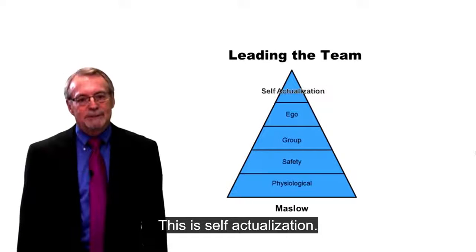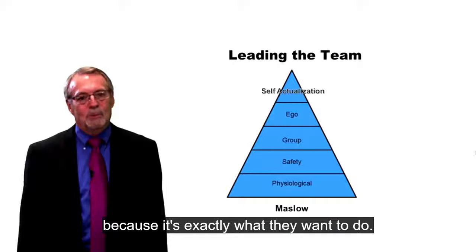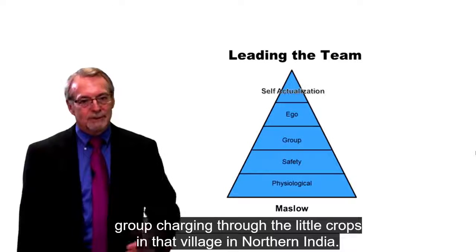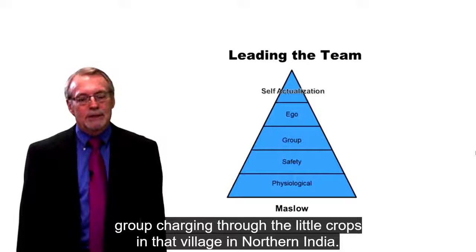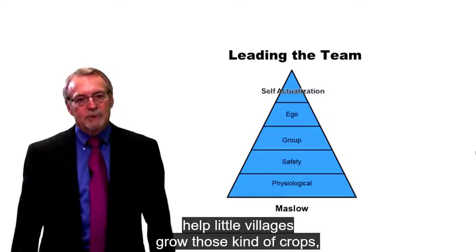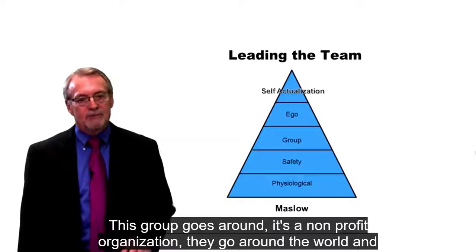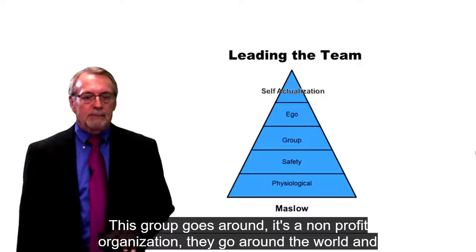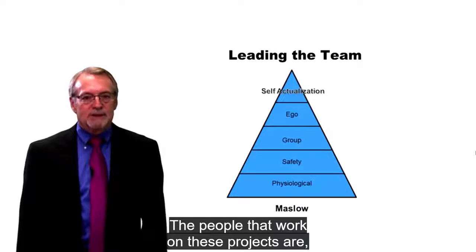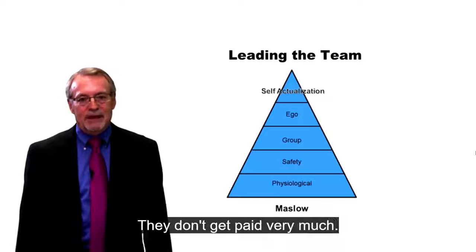This is self-actualization. This is the one that people will work on a task because it's exactly what they want to do. We talked about that elephant group charging through the little crops in that village in northern India. There's a group of people that actually help little villages like that, help little villages grow those kind of crops, help them with agricultural development projects. This group goes around, it's a nonprofit organization, they go around the world, and they help communities sustain themselves. The people that work on these projects are off in weird little parts of the world, living in little huts all over the place. They don't get paid very much.